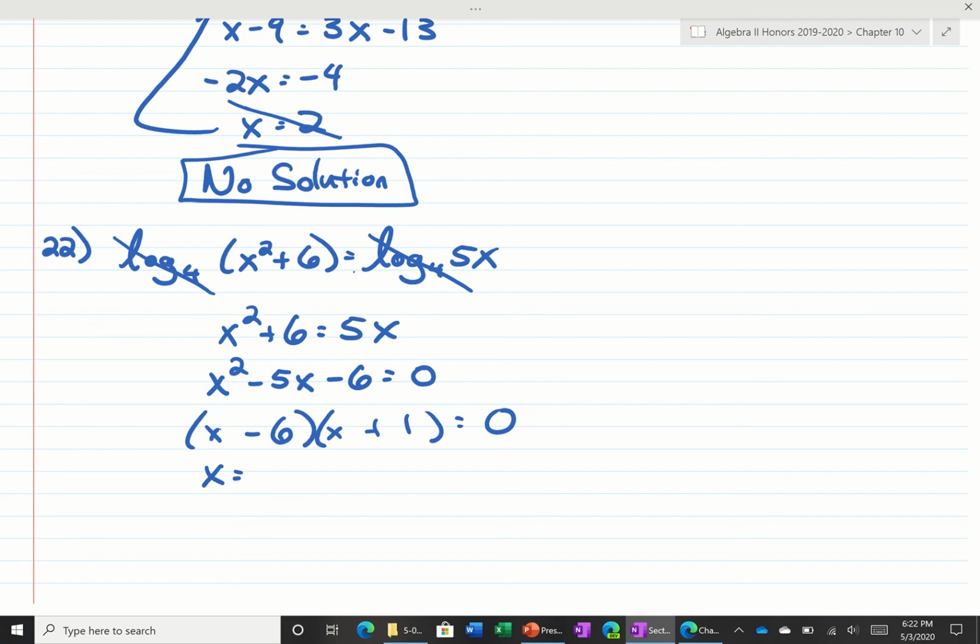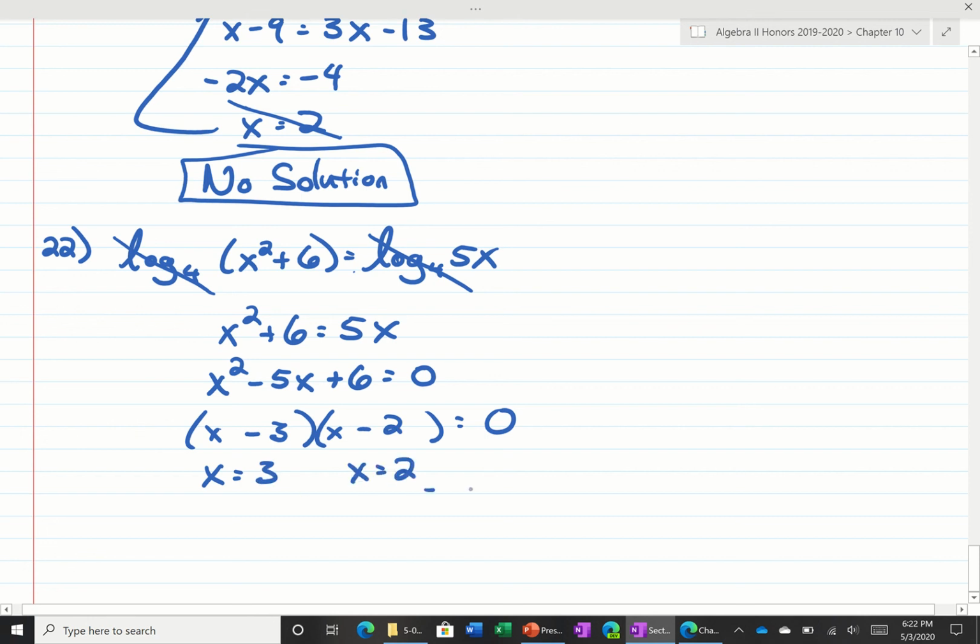Oh, you know what? When I brought the 5x over, I should have kept this as positive 6. So I made a little mistake there. Let's fix this here. If we have to get positive 6, then we could use negative 3 and negative 2. So x would be 3 and x is 2.